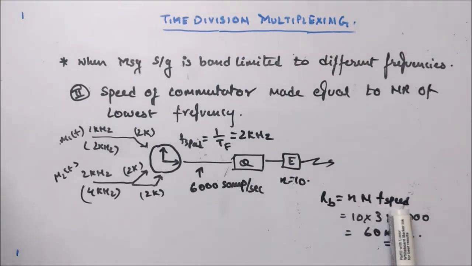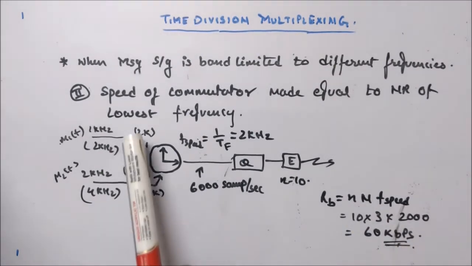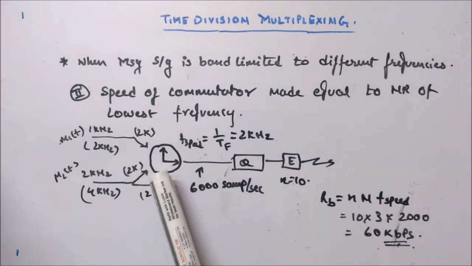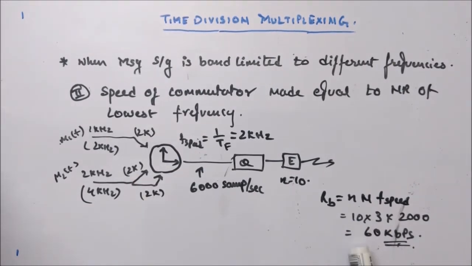Okay, now if you have small n bits per sample, then your bit rate will come out to be small n into capital N into f speed. F speed is 2000, small n is 10, and capital N will be 3, since there are 3 signals sampled. So that will come out to be 60 kilobits per second.